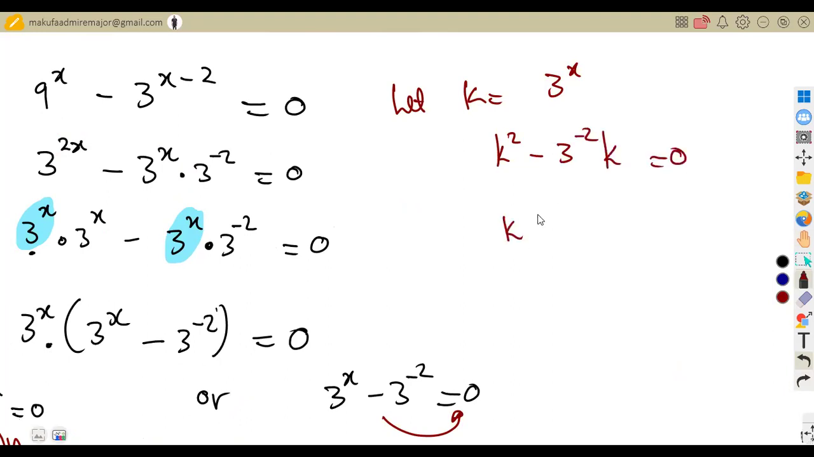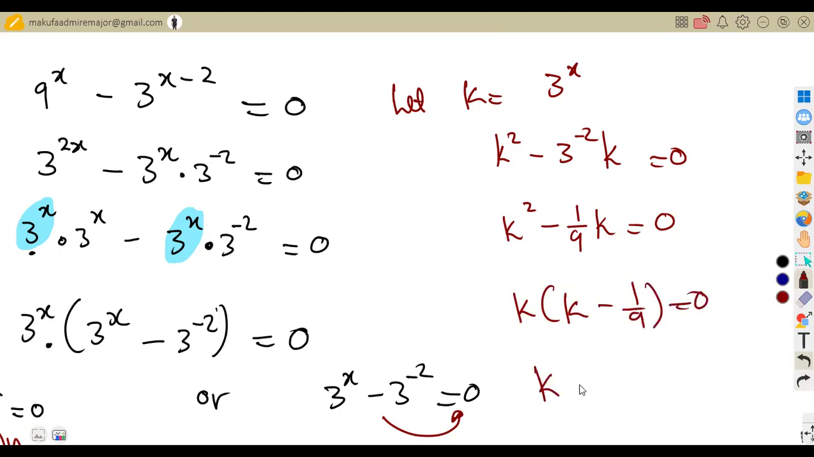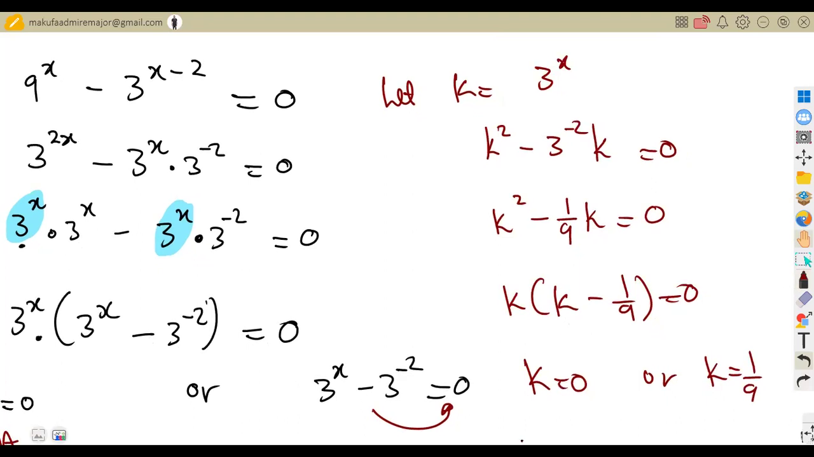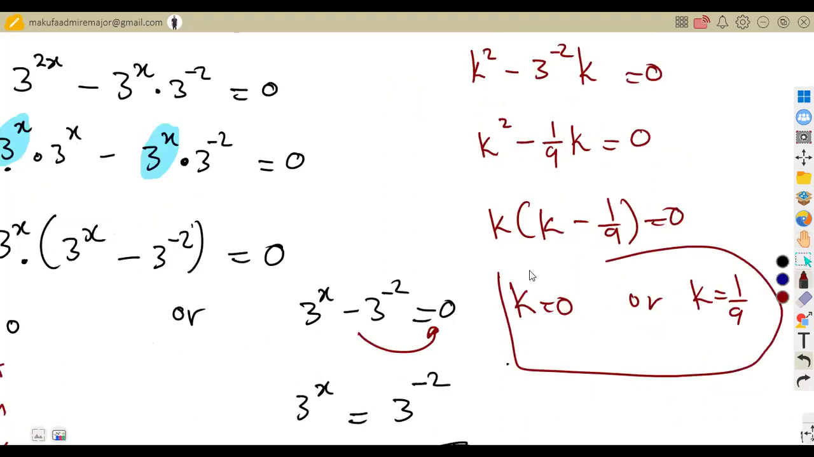Remember, 3 to the exponent of minus 2 is the same as 1 over 9. So this is the same as k squared minus 1 over 9 k is equal to 0. All right? So we can solve this equation. k is common, so we can factor out k. We remain with k times k minus 1 over 9 is equal to 0. So one of these must be equal to 0. k is equal to 0, or k minus 1 over 9 is equal to 0, so k is going to be positive 1 over 9. These are the values of k that we are obtaining, not x.